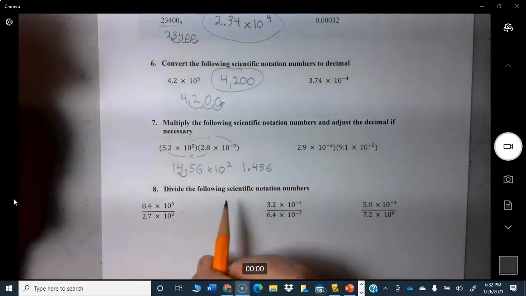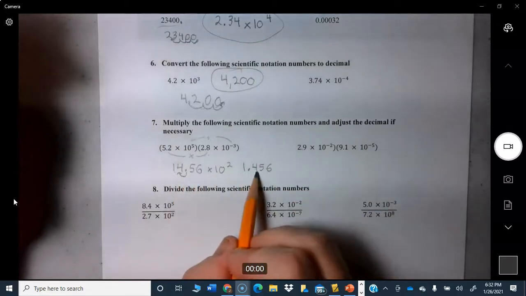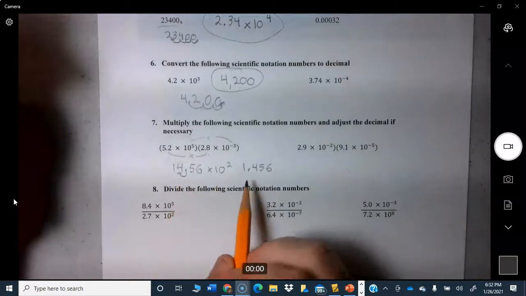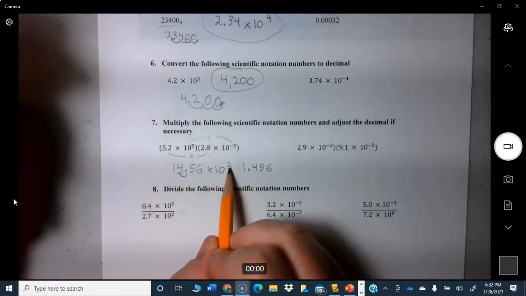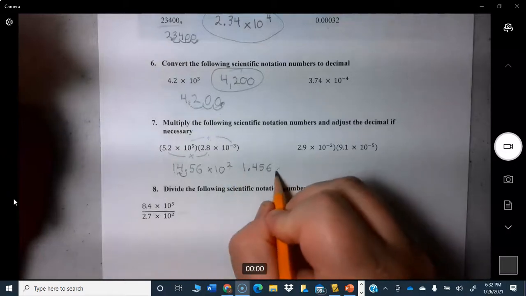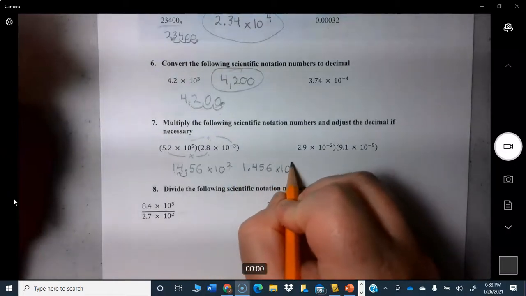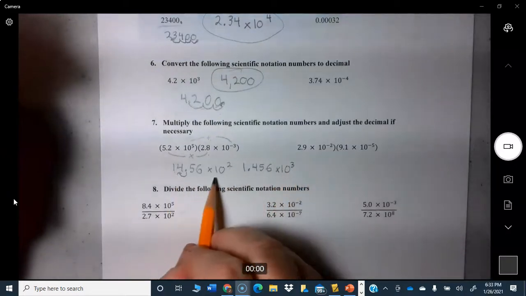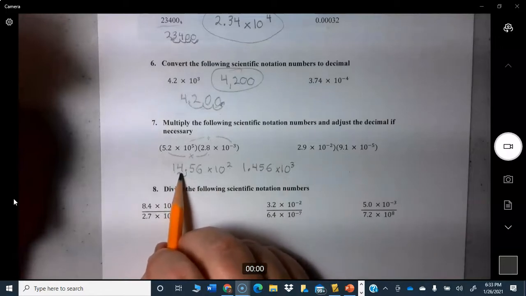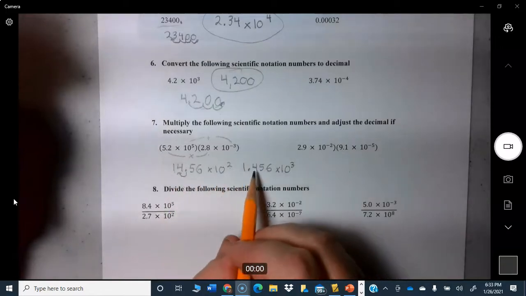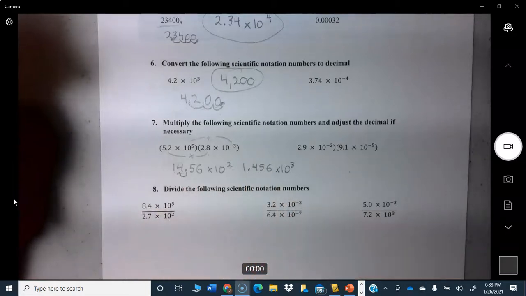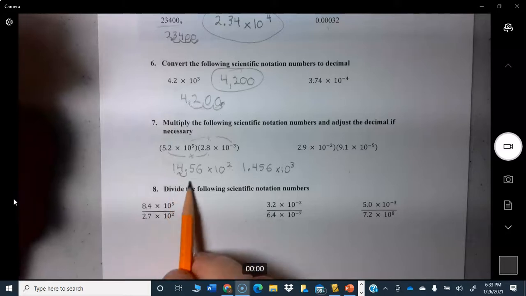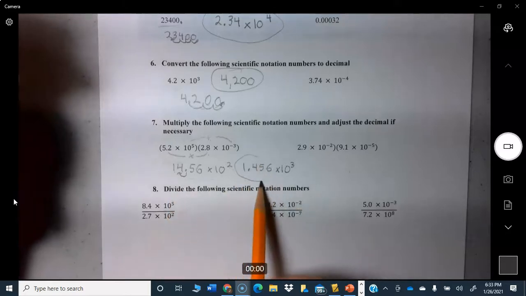And the simple reasoning you use is you just made this number smaller, going from 14.56 to 1.456. That means you have to compensate by making the exponent bigger by 1. So that's going to be times 10 to the third power. So these two numbers, before I did that arrow, 14.56 times 10 squared and 1.456 times 10 to the third, are the same number, same value. It happens to be 1,456. But both of those are 1,456. So there's your final answer.